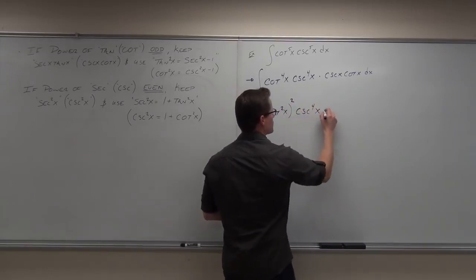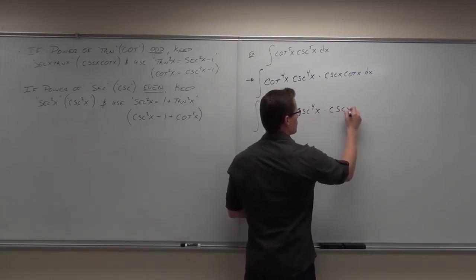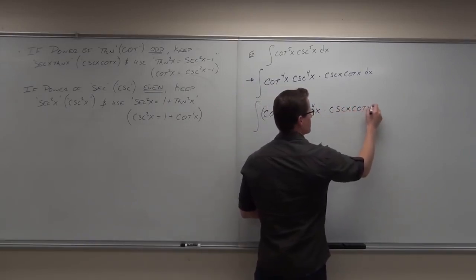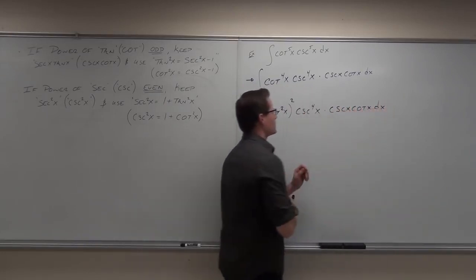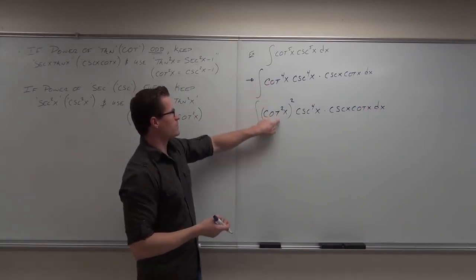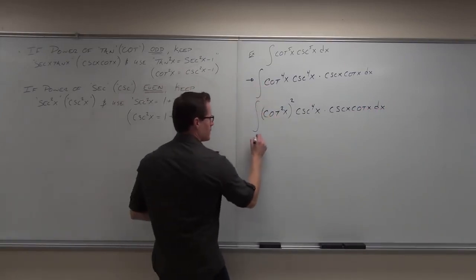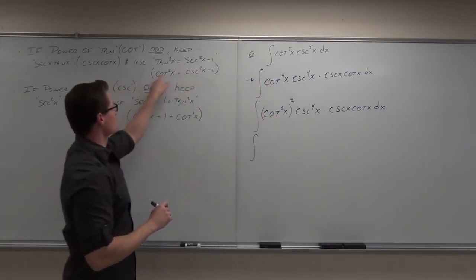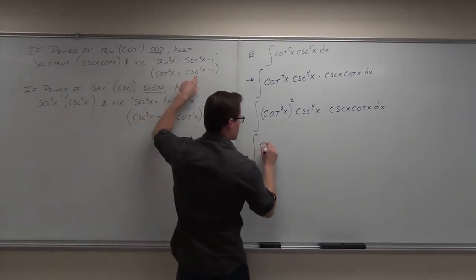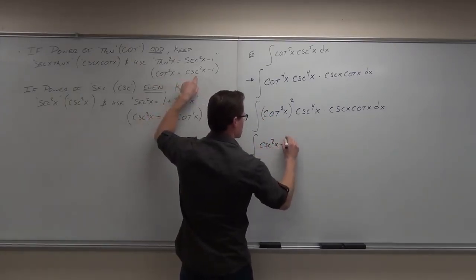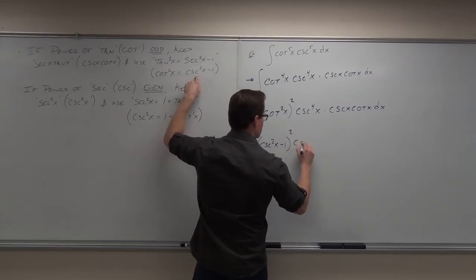I don't want to change cosecants. Those are great for us. That's going to give us our substitution in just a second. So we write it so that we can actually use our identity. Our identity says if we have cotangent squared, that's the same thing as cosecant squared minus 1, squared.